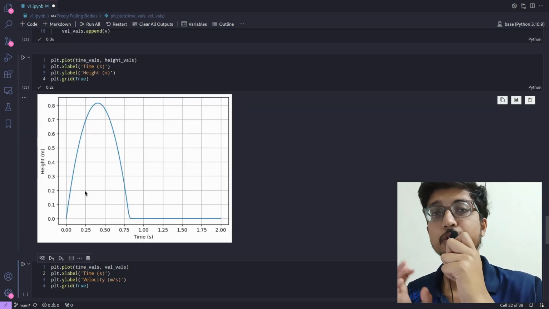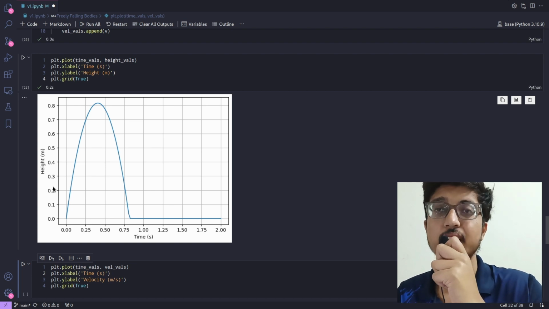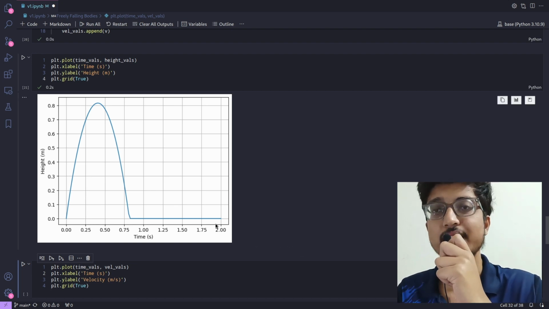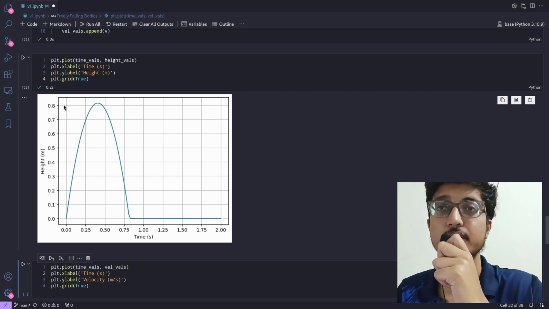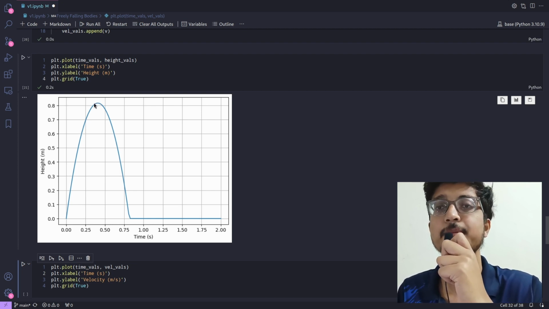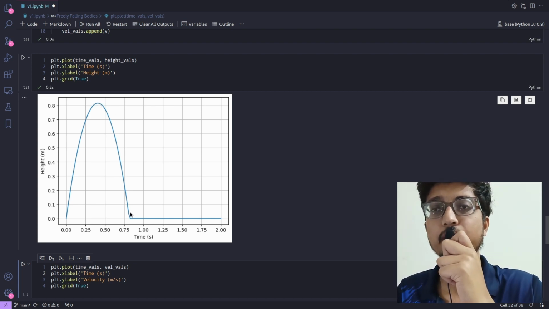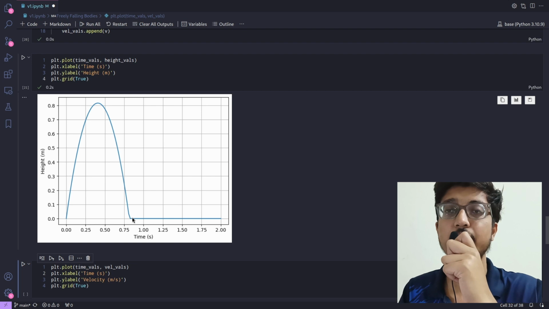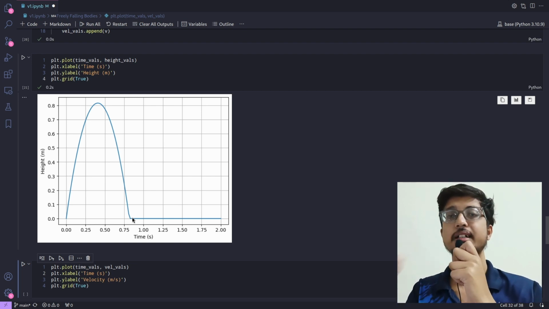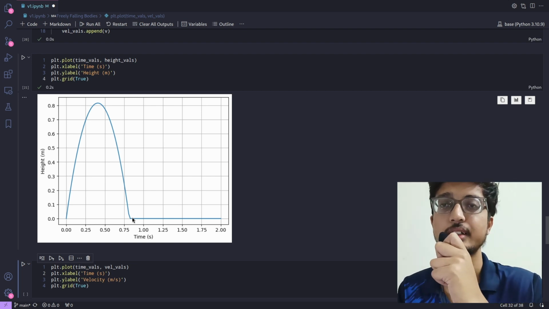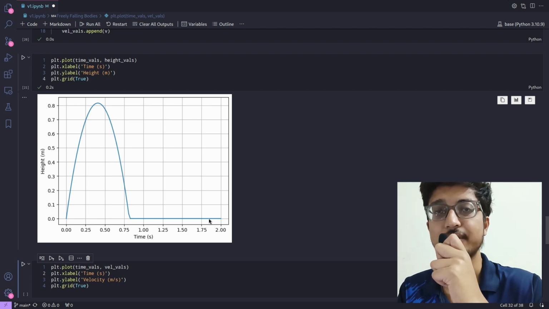Please note that this is not 2D motion but 1D motion, since this is distance versus time. We can see that the ball goes up and reaches the maximum height, which is what we had calculated before also, so 0.81 meters, and then stays there for some time and comes back down and falls to the ground. Since I had introduced that if condition of setting the height to be equal to the initial height, we have this straight line after it reaches the ground.